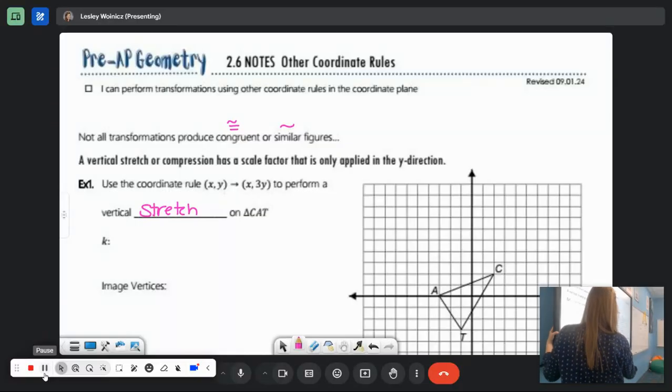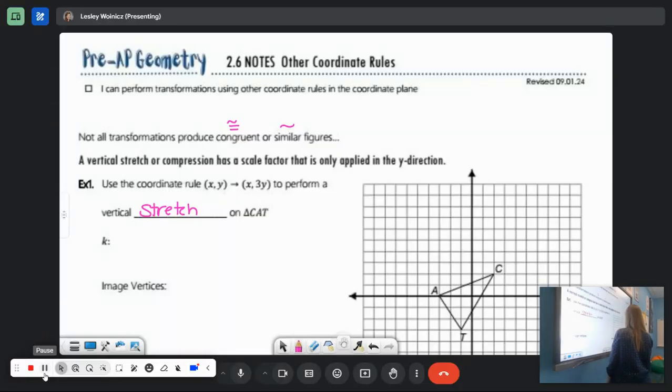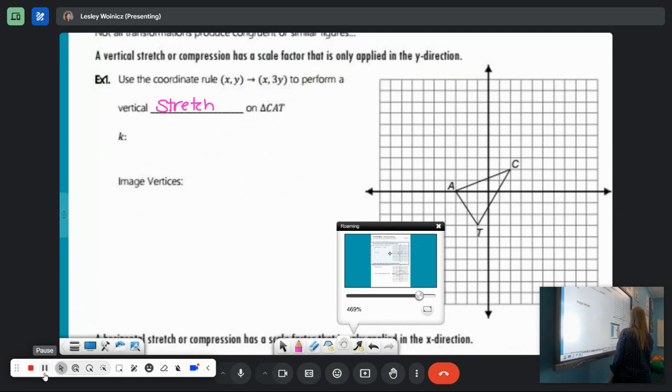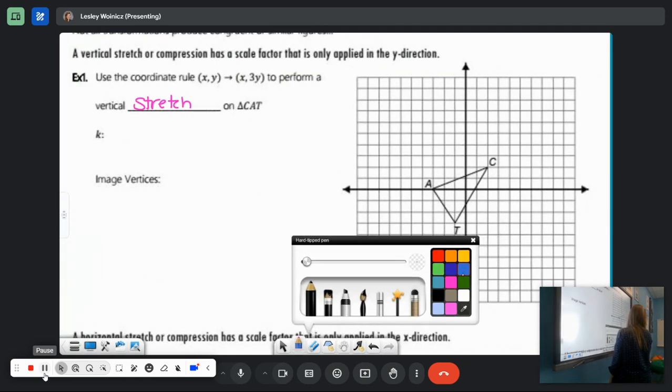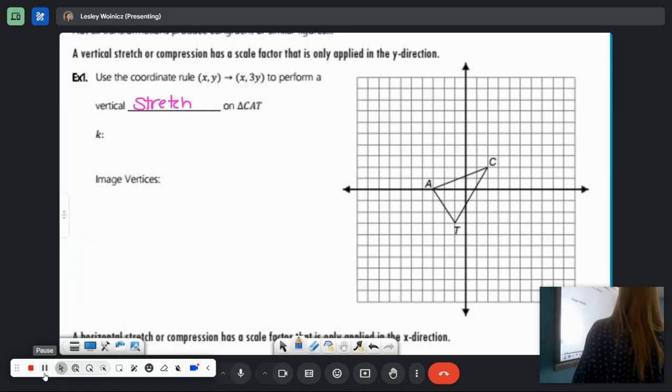on triangle cat. I named almost all of my triangles cat because I just got that much closer to being the crazy cat lady, guys.